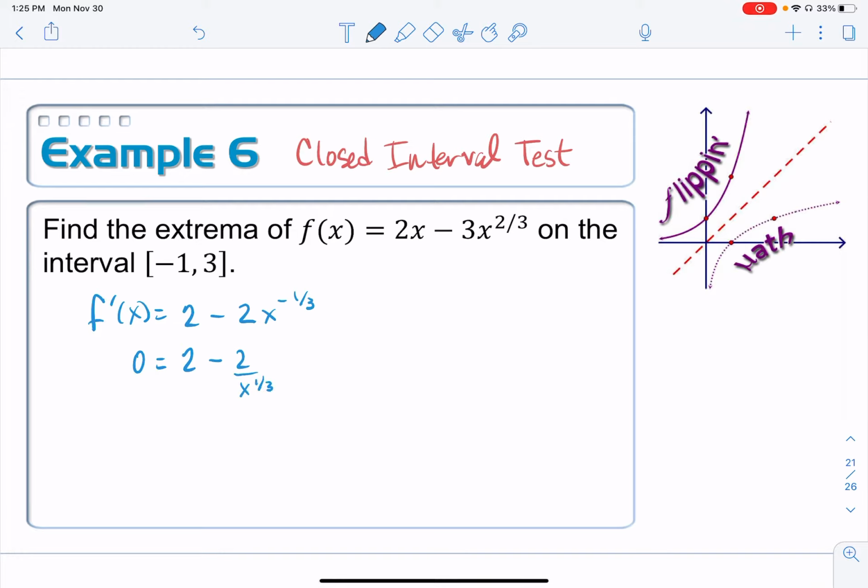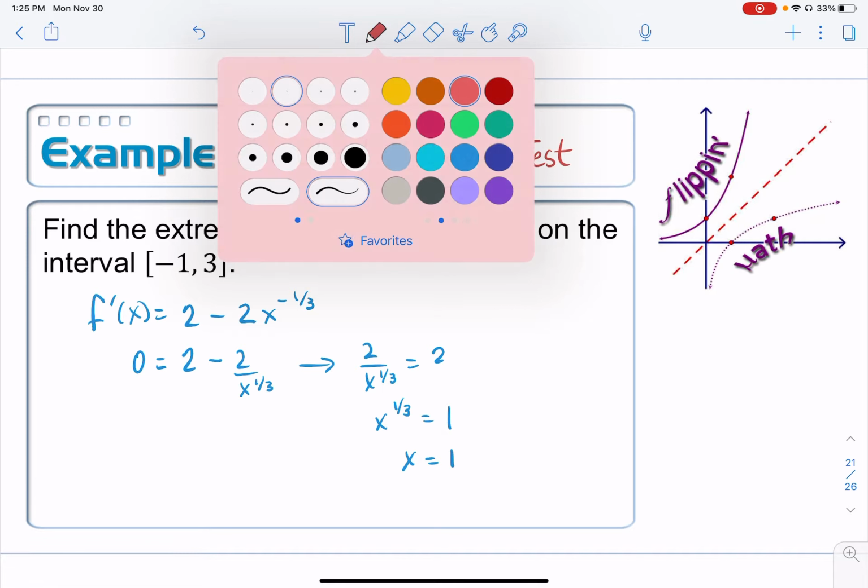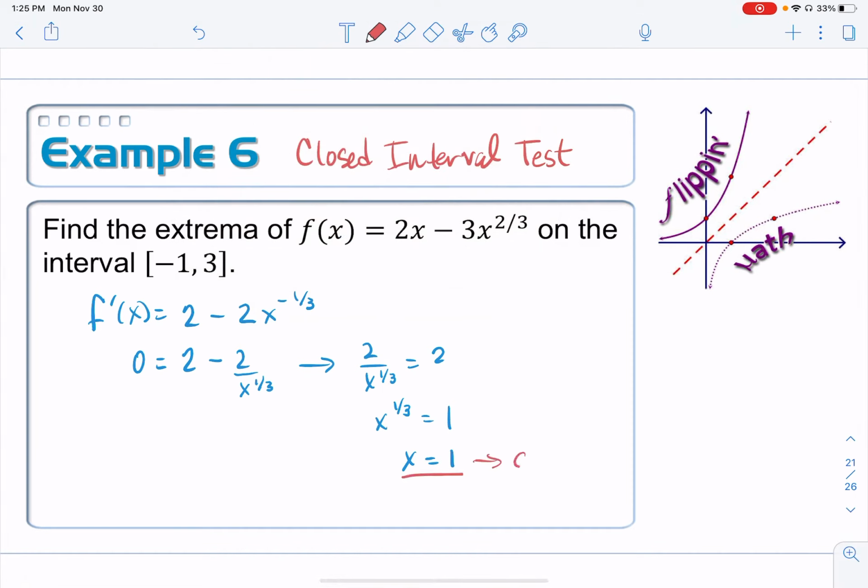Now I've got to solve that, and I'm going to solve that by separating these things. I'm going to add this term over to the left-hand side. I have 2 over x to the 1/3 is equal to 2. And then just cross multiply here. And I have x to the 1/3 is equal to 2 divided by 2, which is 1. Finally, I cube both sides and I get x is equal to just the number 1. What did we just find there? That is a critical number, which is a possible candidate for a minimum or a maximum value.